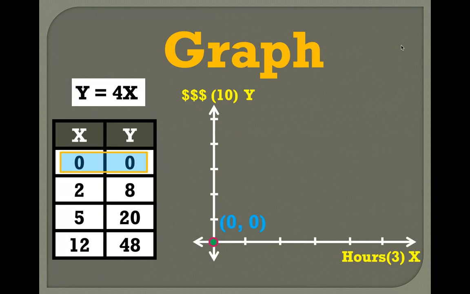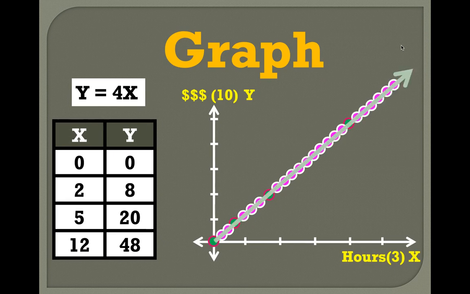Not only is this a relationship, it's a special relationship called a proportional relationship. That's just further down the road here. 2, 8, 5, 20, 12, 48. And then if I used a rule to build more pairs of numbers, it would fill in all the spaces in between. And so we can use a line to connect those dots and say that every point on that line is a potential pair of numbers for this relationship.